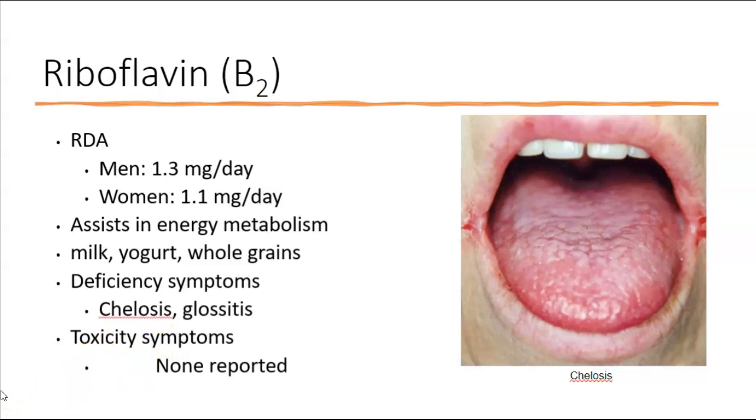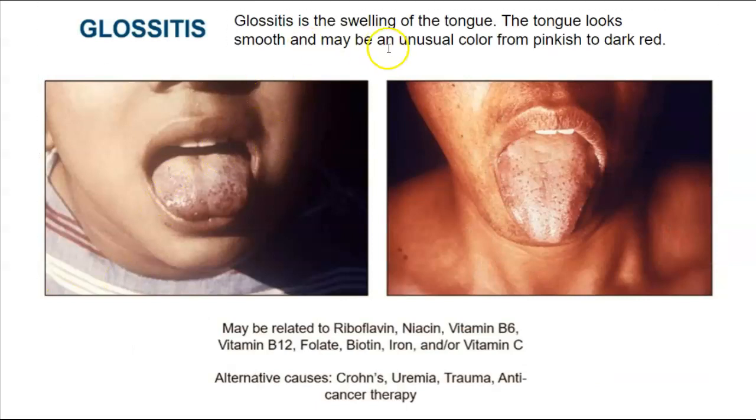And again, riboflavin, as also thiamine, we're talking about the water-soluble vitamins. We rarely see toxicity symptoms because we get rid of whatever we don't need. This is glossitis. It's a swelling of the tongue. It usually could be an unusual color from pink to red, and it looks smooth. So you can see some little dots there for the taste buds, but it looks smooth. So that's glossitis, and that is a deficiency in riboflavin.